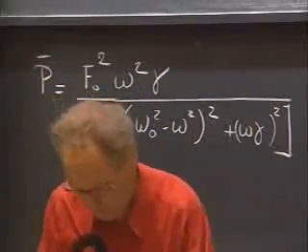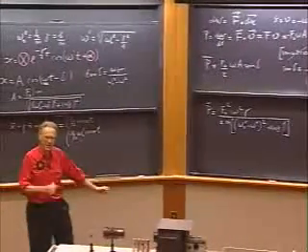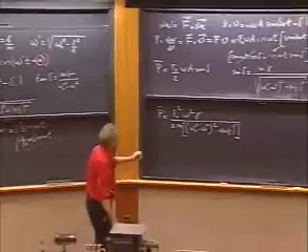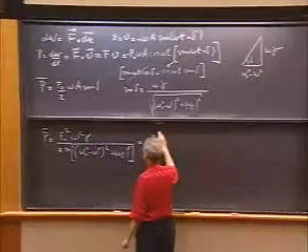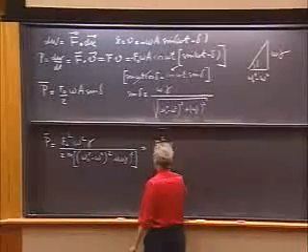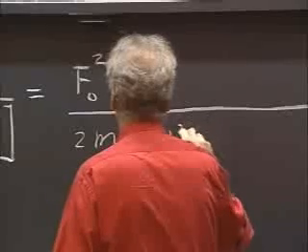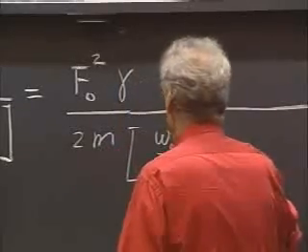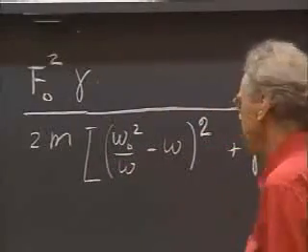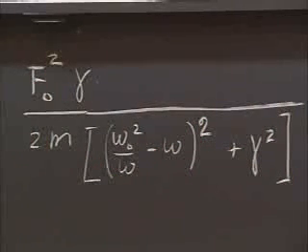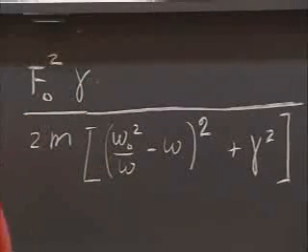Almost end of story. I'm going to rewrite it a little, and Tony French in his book rewrites it in, again, a different way. He loves to work with q's. He puts the q's in there. I'm going to divide upstairs and downstairs by omega squared. And when I do that, I get F0 squared. I get a gamma here. I get 2m here. And then I get here omega 0 squared divided by omega minus omega squared plus gamma squared. That's what I get. That's not the only way you can write it, but that's one way you can write it. Let me check that. I have F0 squared, I have gamma, 2m here, and we have this downstairs.